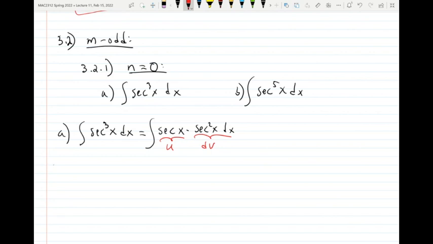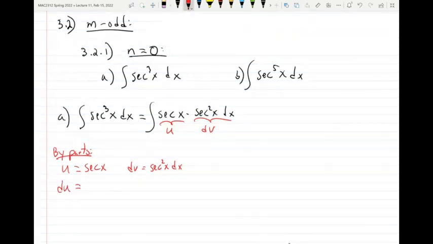So we're going to do integration by parts. We let u be secant and dv be secant squared. So what's du? You take the derivative: secant tangent dx. And what is v? Tangent.